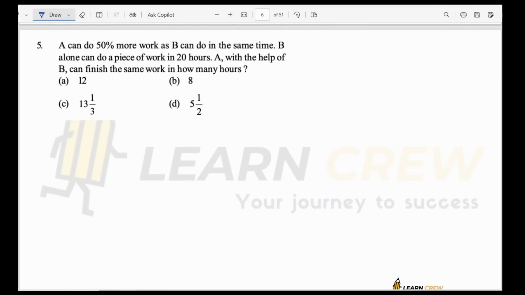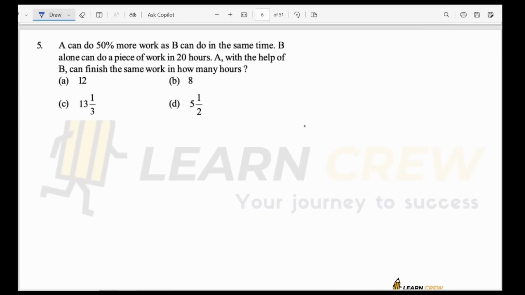Answer is 240 liters. Yes or no? Fifth question. A can do 50% more work than B can do in the same time. A alone can do a piece of work in 20 hours. A with the help of B can finish the same work in how many hours?